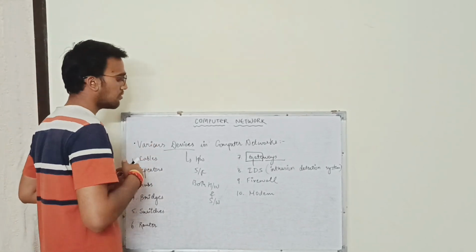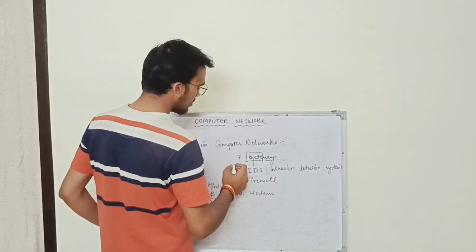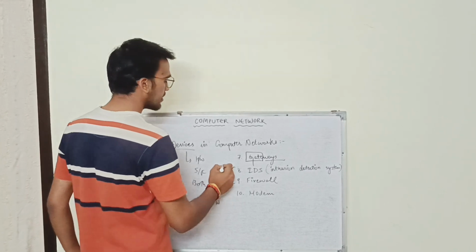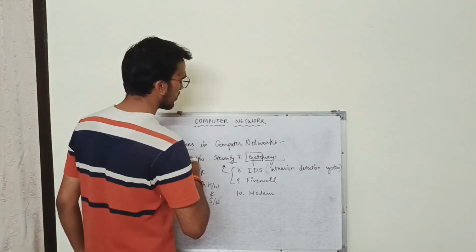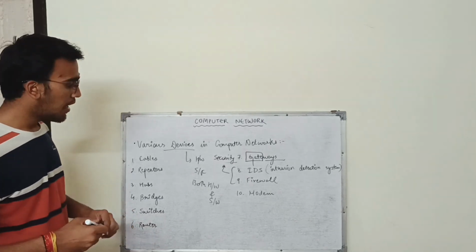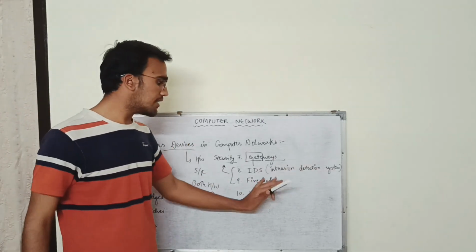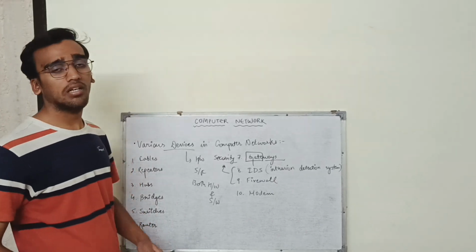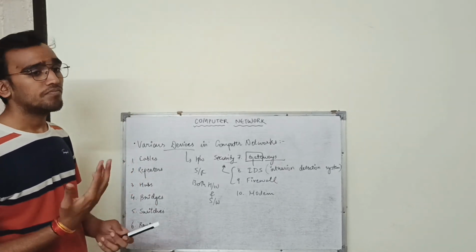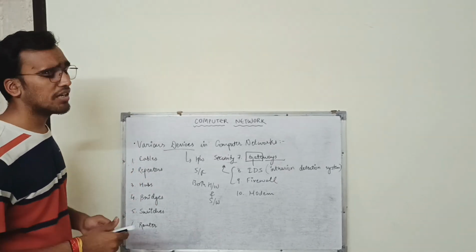IDS and firewall are used in the security sector, where security is a must. So we use an intrusion detection system (IDS) and a firewall. Now, modem: you already know what a modem is. We use it in our computer labs, in IT companies, or in a society also.